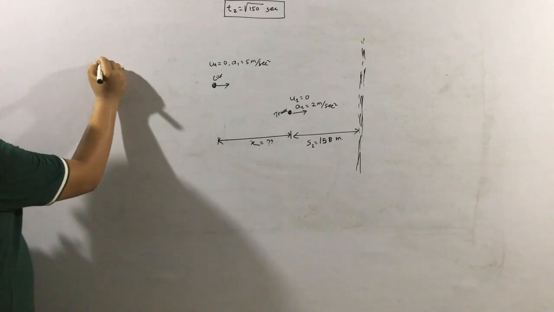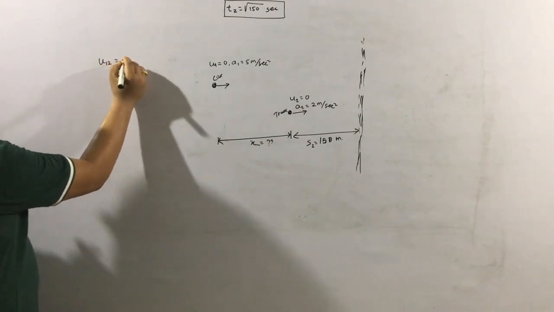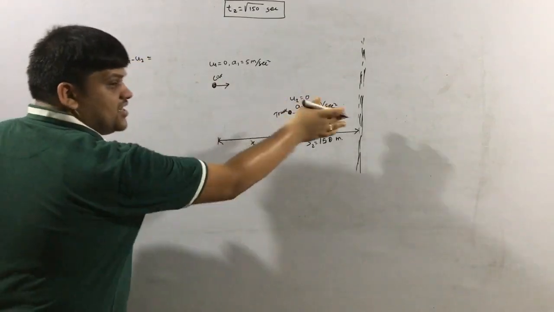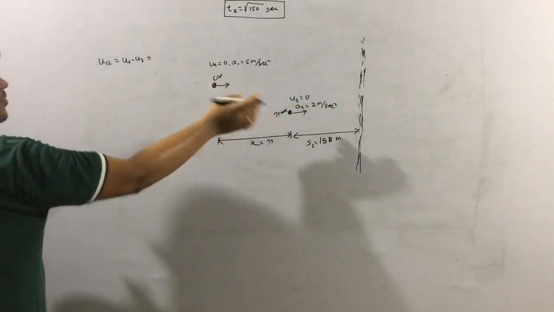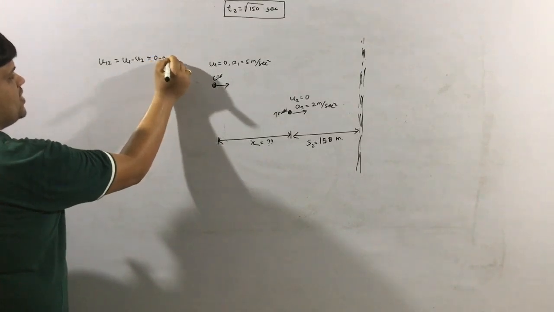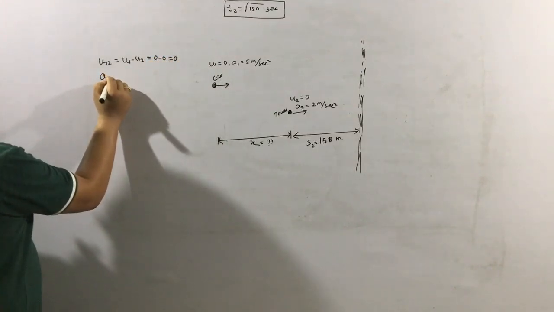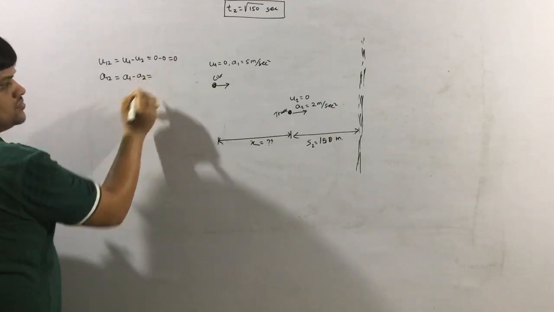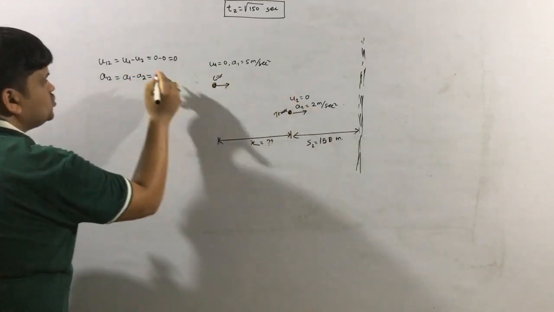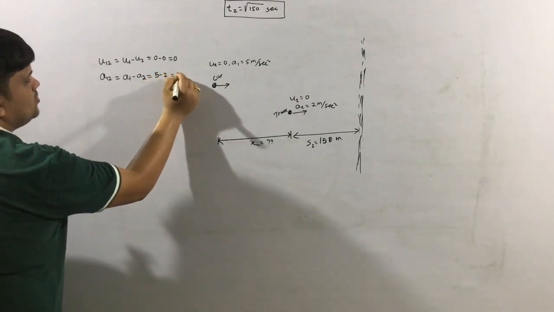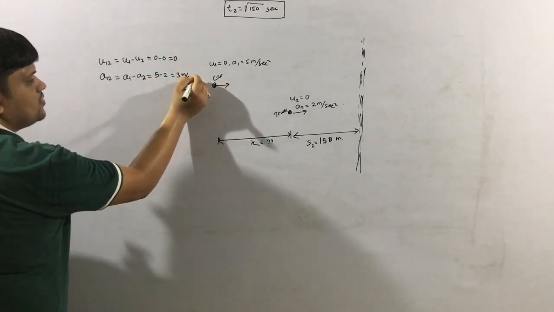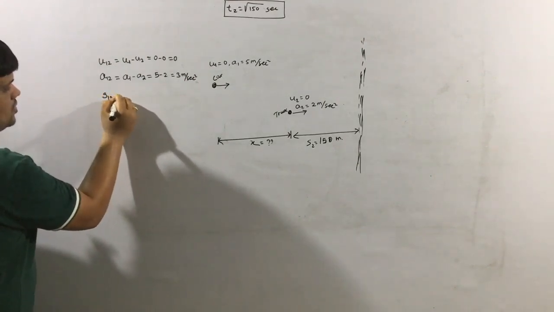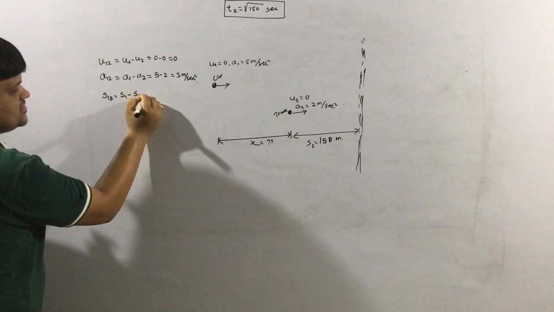So now I can write u12 will be equal to u1 minus u2 because they both are in the same direction. So obviously u1 minus u2 will be equal to 0 minus 0, or 0. a12 will be equal to a1 minus a2, which is 5 minus 2 equal to 3 meter per second square, and s12 will be equal to s1 minus s2.